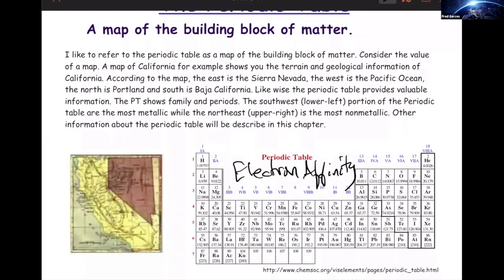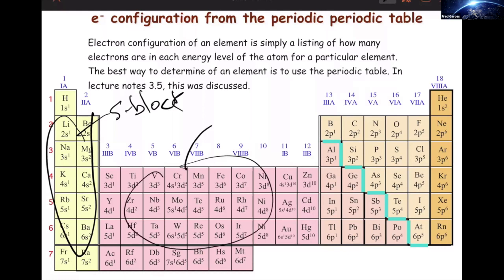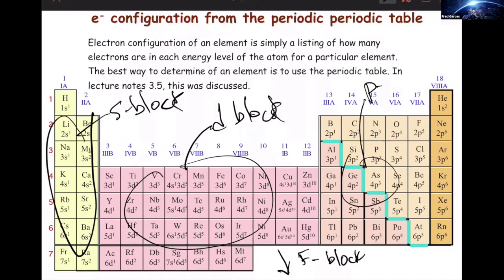Again, this is a map of the periodic table. Here is your S block. This is your D block. Down here is your F block, the lanthanide series. And this is your P block. And again, the block is based on the fact that the very last electrons are going into the p orbital, the d orbital, the s orbital, or the f orbital.